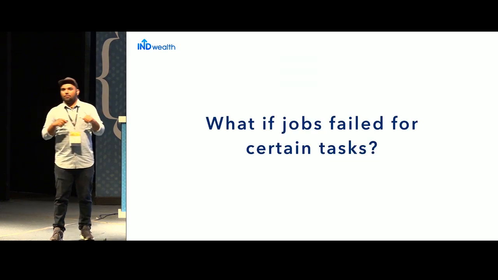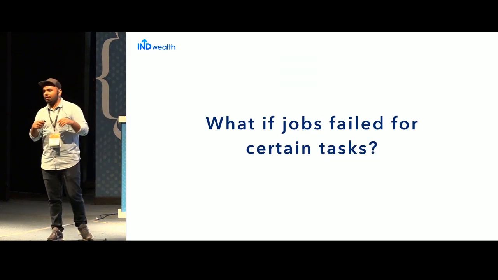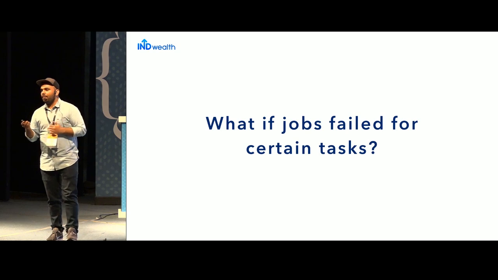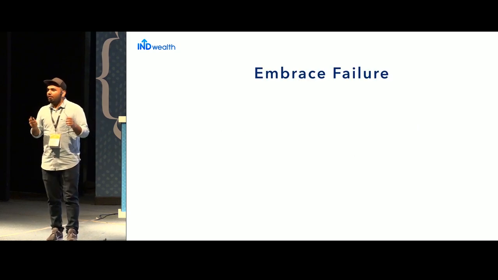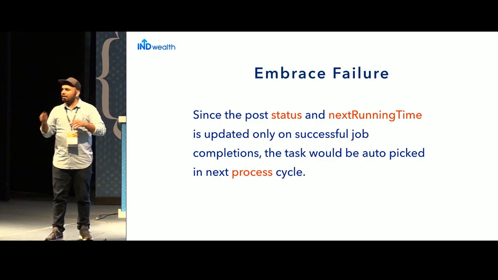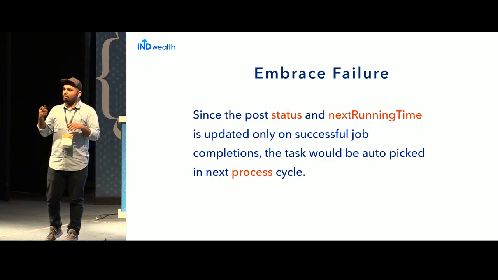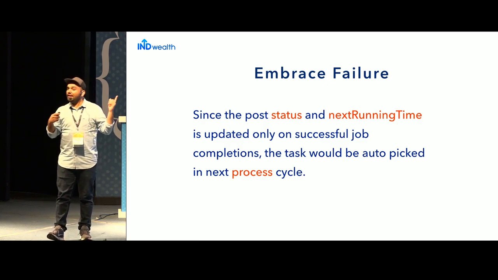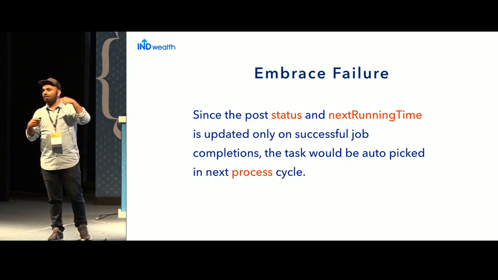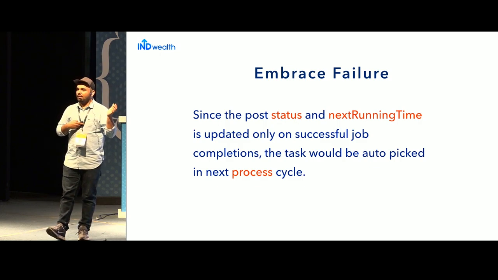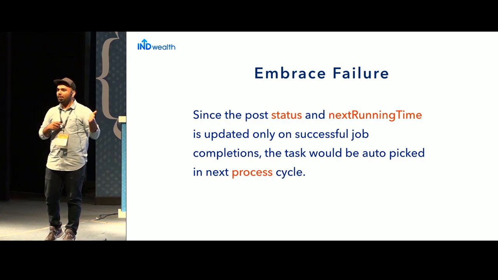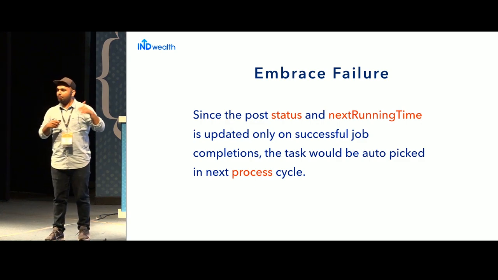So the first pain was retry mechanisms and failure isolation. So in this particular scenario, what if jobs failed for certain tasks? What would happen? Well, we would embrace failure. We update the next running time and status for tasks only once they have actually succeeded in processing. So if you do not update these two fields, then whenever the process function gets triggered again, it will pick them up again in the filtering process, right? Without doing anything else, if you just do not update these two properties, it would get auto picked up in the next process cycle.